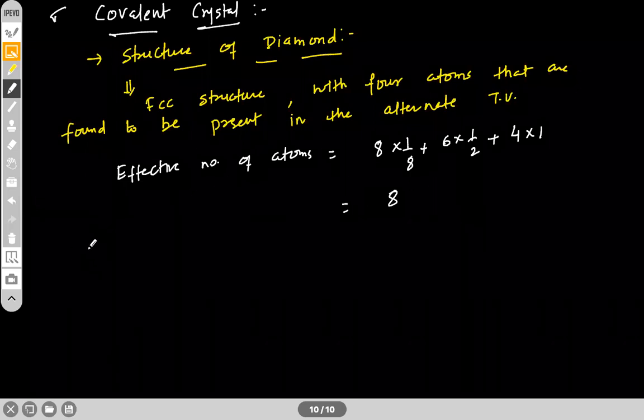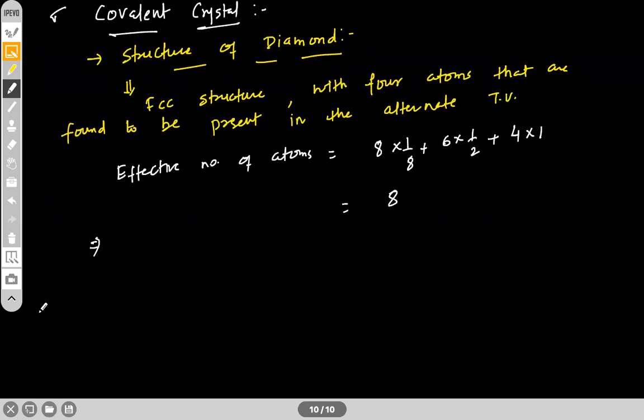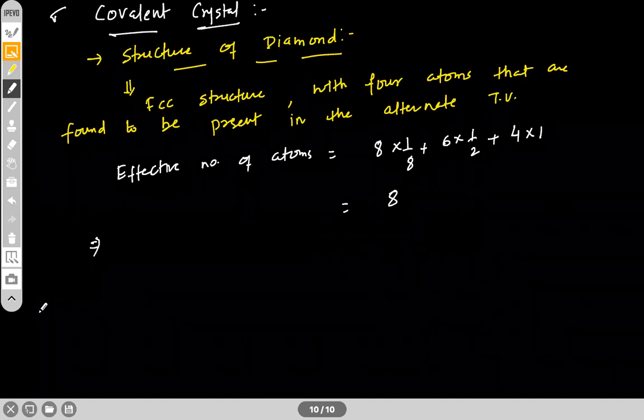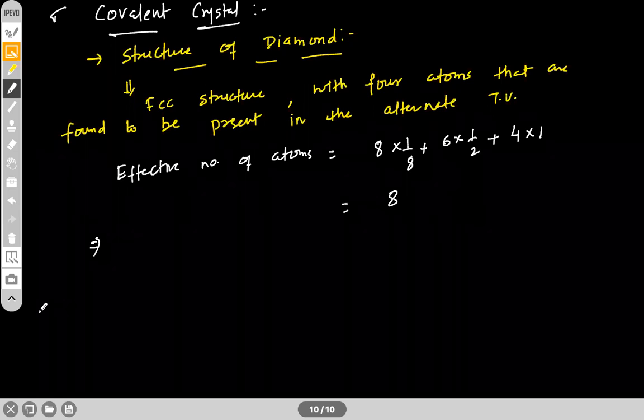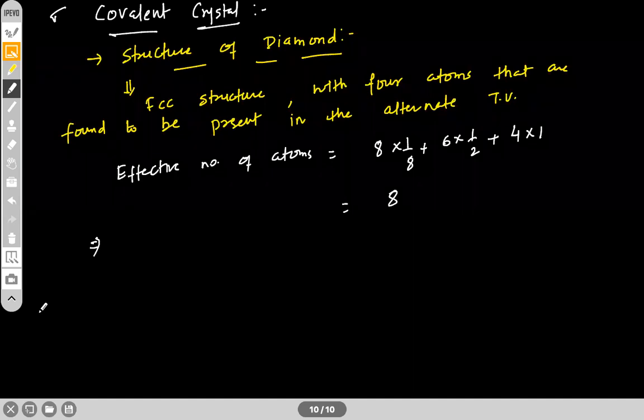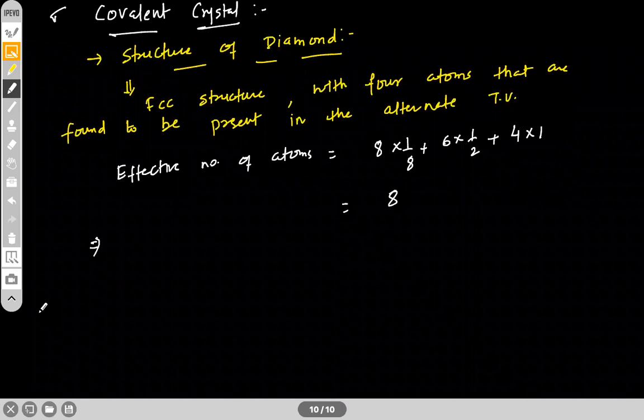In this one, write down next that the carbon atom in tetrahedral voids touches 4 surrounding atoms, hence its coordination number is 4.